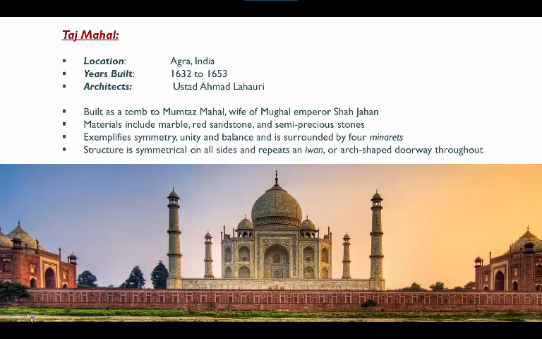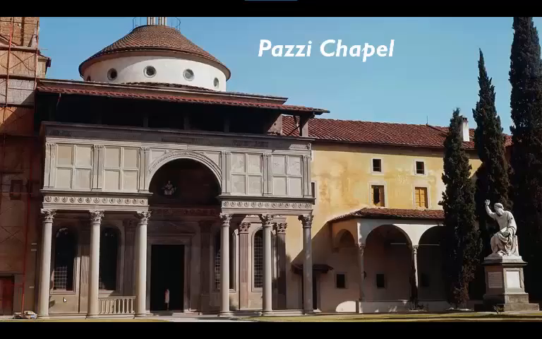Okay, and then we take a look at another example. This is a later example. This is an early Renaissance building called the Pazzi Chapel, and the Pazzi Chapel is extremely well known in architectural history, mainly for its use of the Renaissance principles of order, geometry, balance, and symmetry.